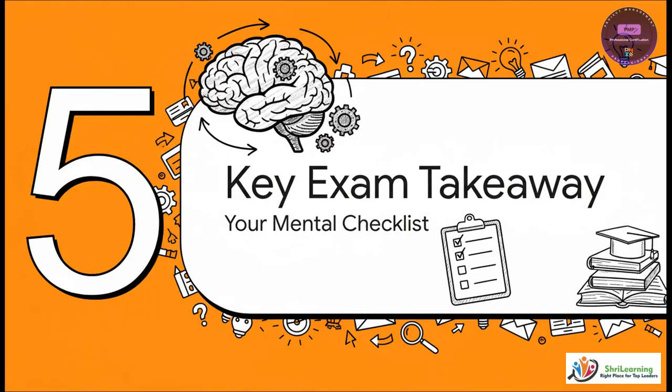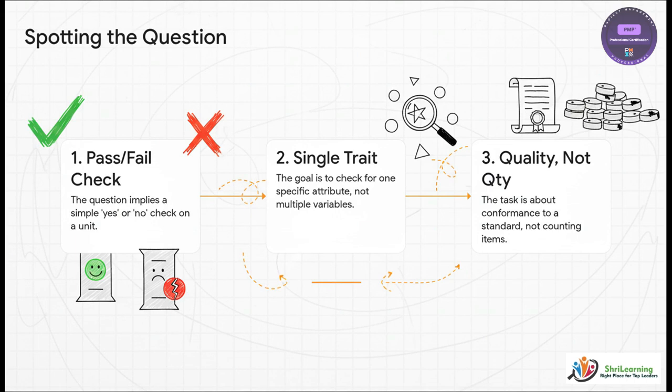So, getting this one question right is great, but that's not the real prize here. The goal is to build a mental model so you can nail any question like this. Let's distill this down into a powerful takeaway you can use on exam day. So from now on, whenever you see a quality control question, just run this quick mental checklist. First, does it sound like a simple pass or fail? A yes or no check. Second, is it focused on just one specific trait? And third, is it about conformance to a standard, not just counting stuff? If you're nodding yes to these, you are almost certainly looking at an attribute sampling question.